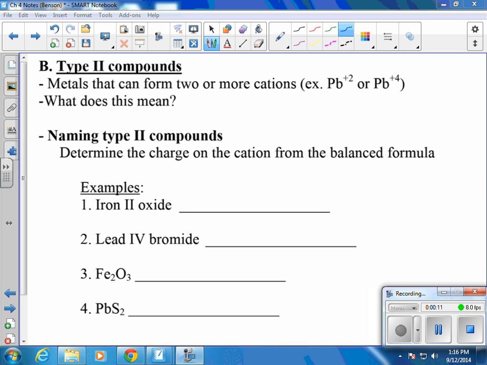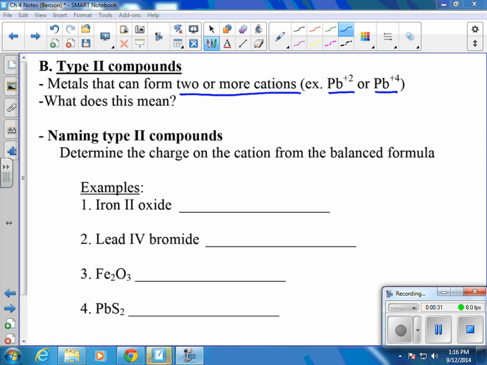And here we're going to be doing the Type 2 compounds. And all that means is metals that can form two or more cations. Remember, the cations are the ones that have the positive charge. When you take a look at your cation and anion sheet, the cations are all positive on one side and the anions are negative on the other.